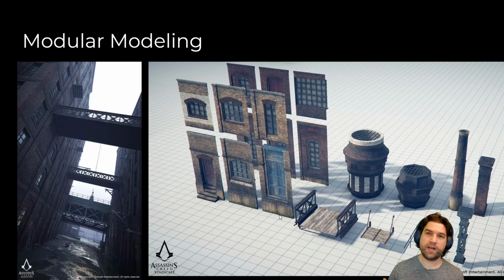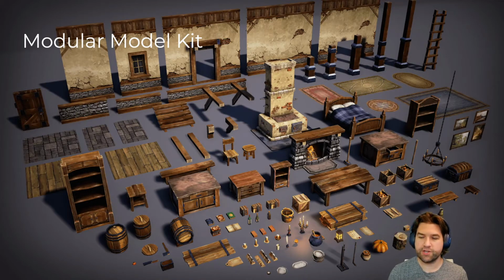So we call this modular modeling. It's about thinking about buildings and their construction as something that can be broken up into pieces. This leads to large modular kits, things that can be reused, or assets put together. You might have seen kits like this on the asset store, and this is the kind of thing we want to think about being able to build ourselves.